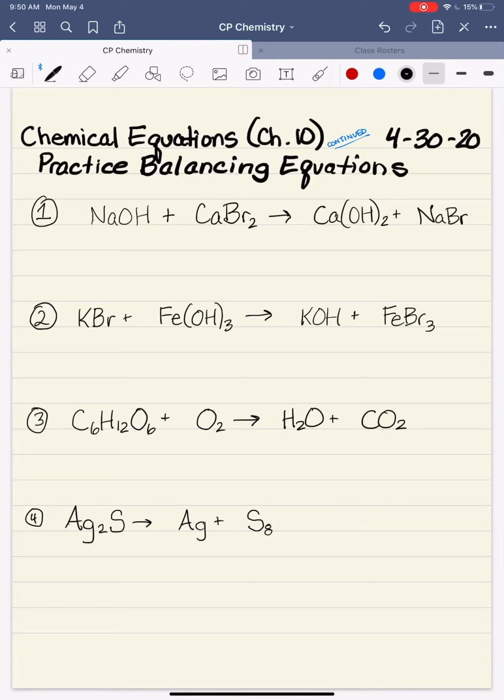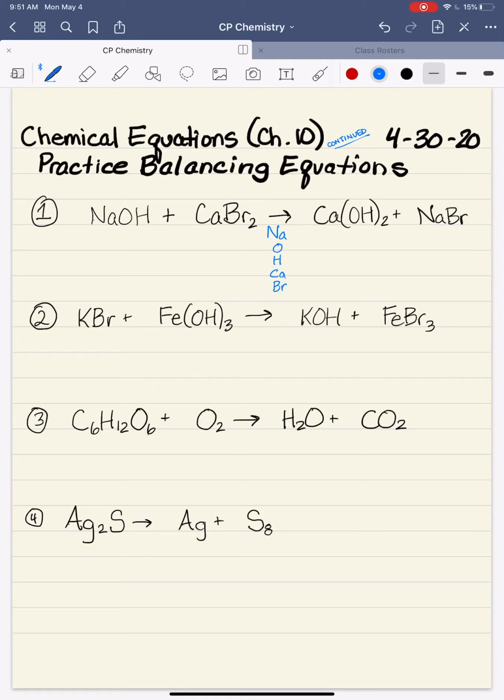Okay, now we're going to practice balancing these equations, and I'm going to walk you through. The first thing that we're going to do for problem one is take inventory. We have sodium, oxygen, hydrogen, calcium, and bromine.